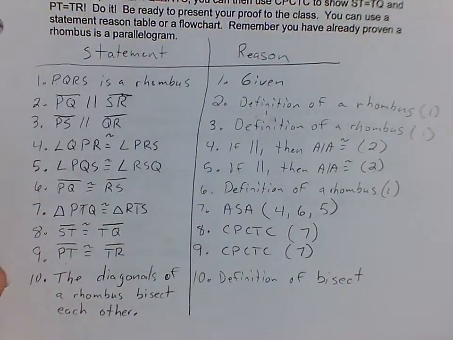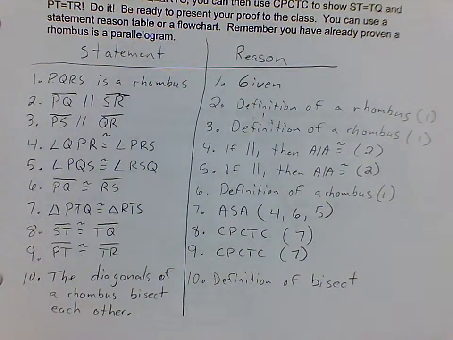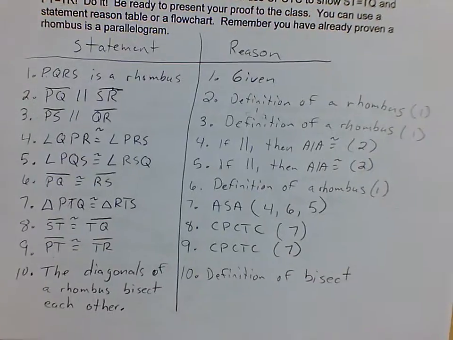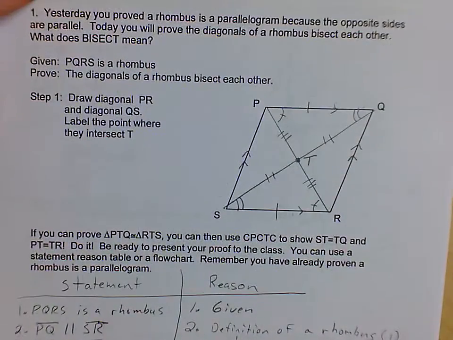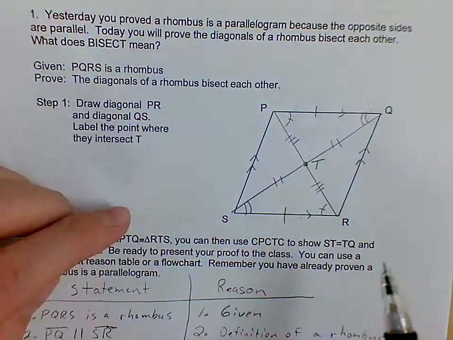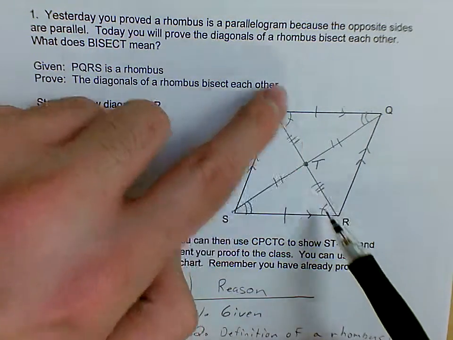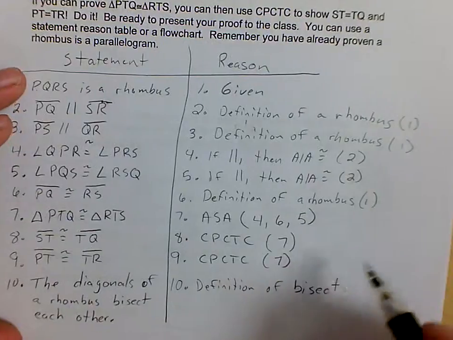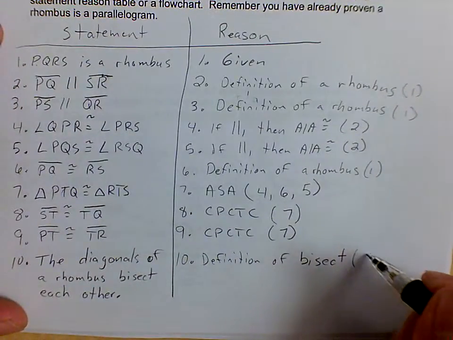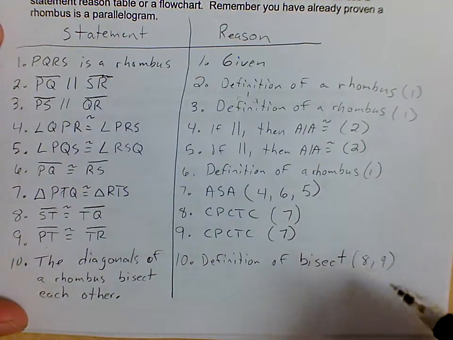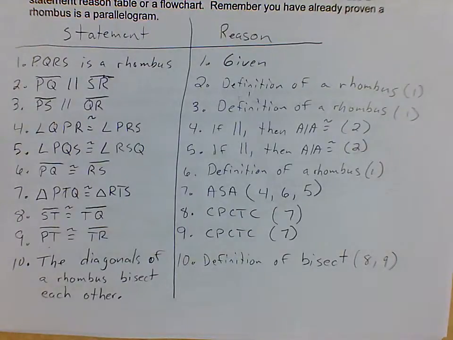So definition of bisect, and then we have to show our flow. So where did we have our steps where we put stuff into two equal parts? Well, step 8 was when we stated that these two were congruent, and step 9 is when we said those two were congruent. So it would be step 8 and 9. Right, and there is our proof that the diagonals of a rhombus bisect each other.